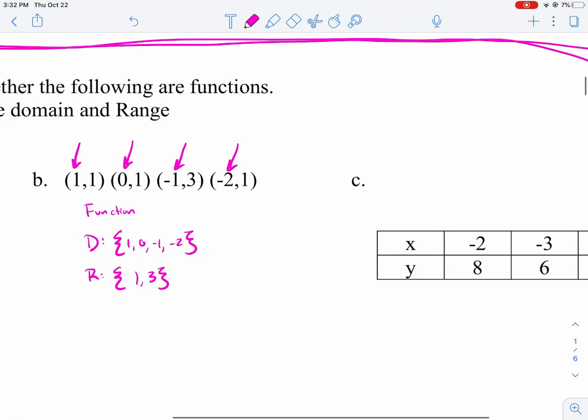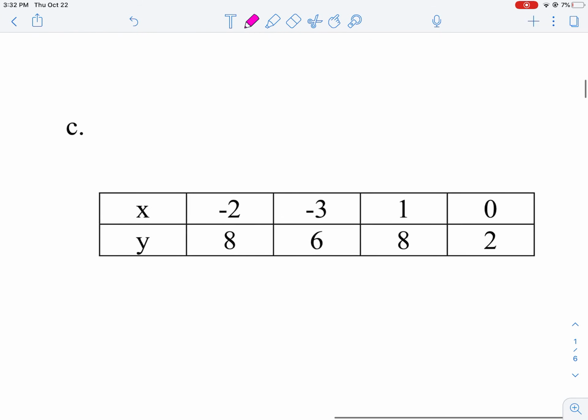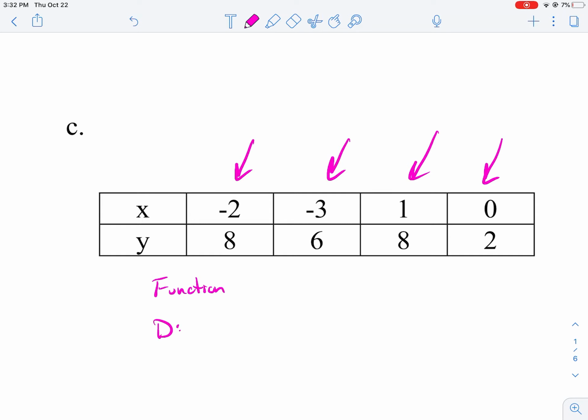Let's look at C. Letter C, we're looking for repeated x values. I'm looking at these and I don't see anything, so this is also a function. Let's talk about the domain. The domain, again, is just these 4 numbers, so I'm going to put it in a list.